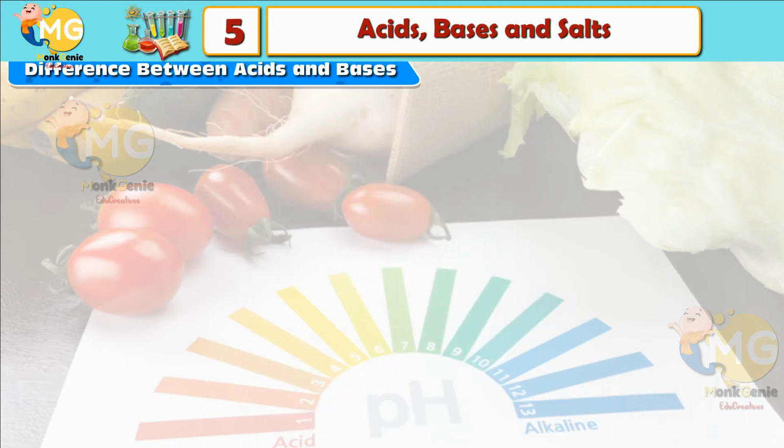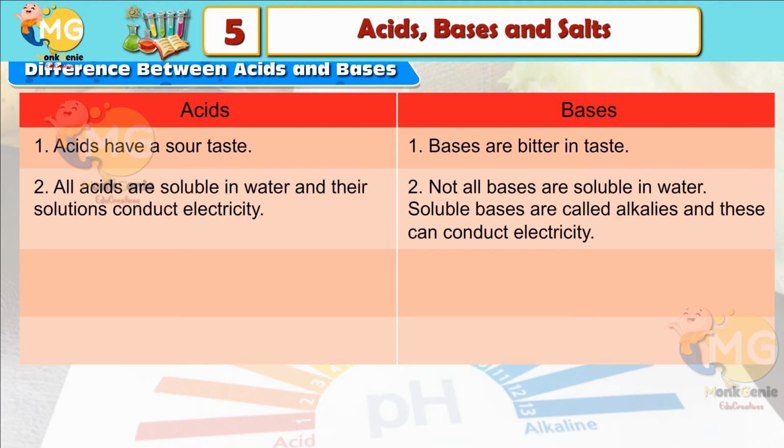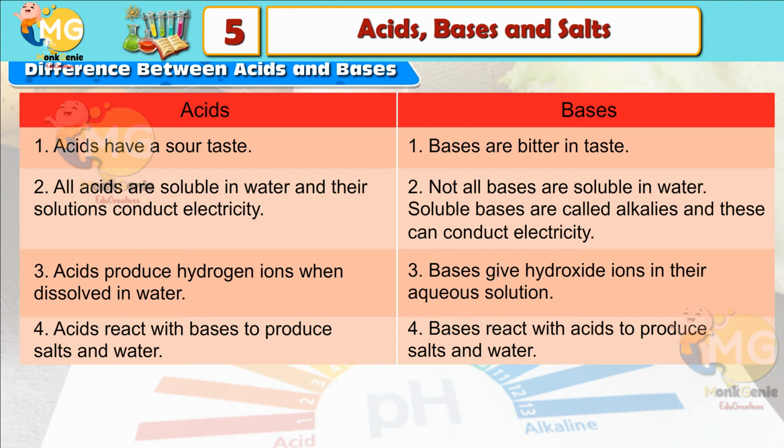Difference between acids and bases. Acids, bases. 1. Acids have a sour taste. Bases are bitter in taste. All acids are soluble in water and their solutions conduct electricity. Not all bases are soluble in water. Soluble bases are called alkalis and these can conduct electricity. Acids produce hydrogen ions when dissolved in water. Bases give hydroxide ions in their aqueous solution. Acids react with bases to produce salts and water.